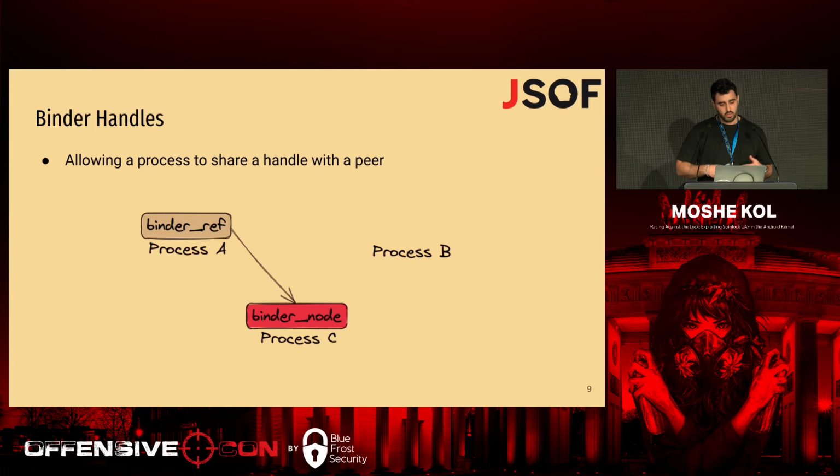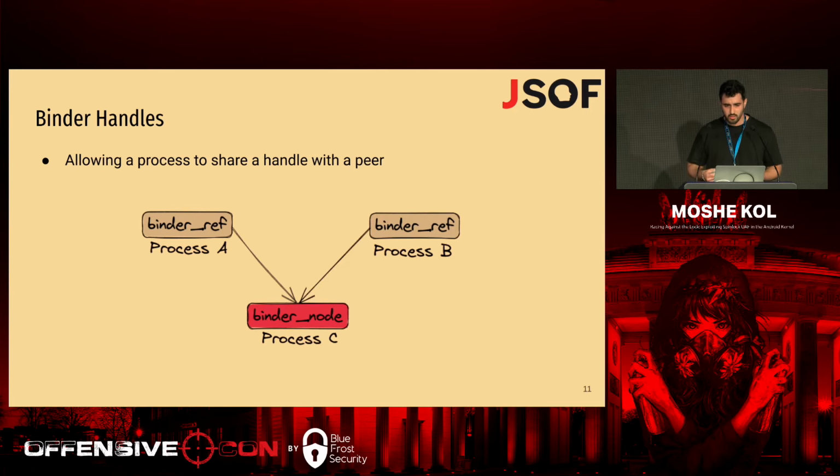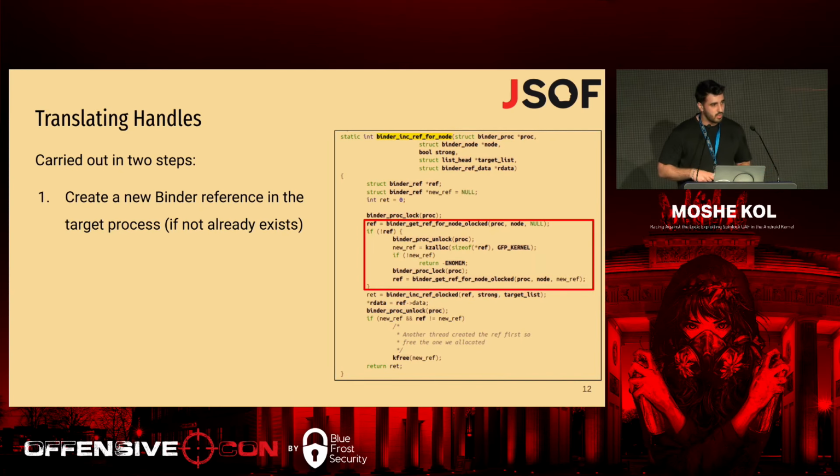So it goes like this. Let's say you have a process A which has a reference to a process C, and it wants to share this reference with another process, process B. What it would do is prepare a transaction containing the handle object and send it to process B. As the transaction goes through, the driver will translate this handle object and create a new binder reference inside process B, that will point to the same node as process C. So now process B, after it got the transaction, can interact with the same node, for example, sending transactions to it.